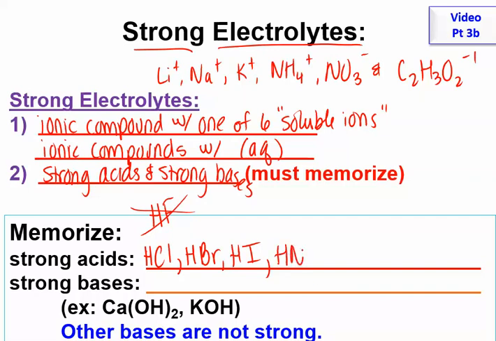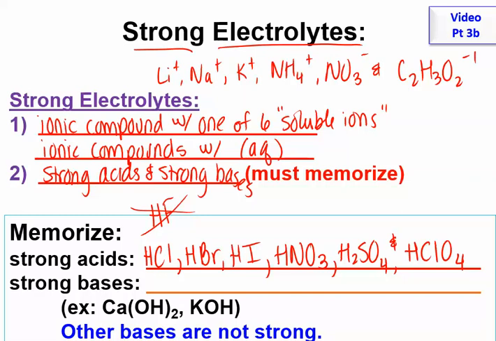Another really common acid is nitric acid. That is also strong. Sulfuric acid, also strong. And the last one is perchloric acid. It's not as common, but it is one of our 6 strong acids. So those you have to memorize.